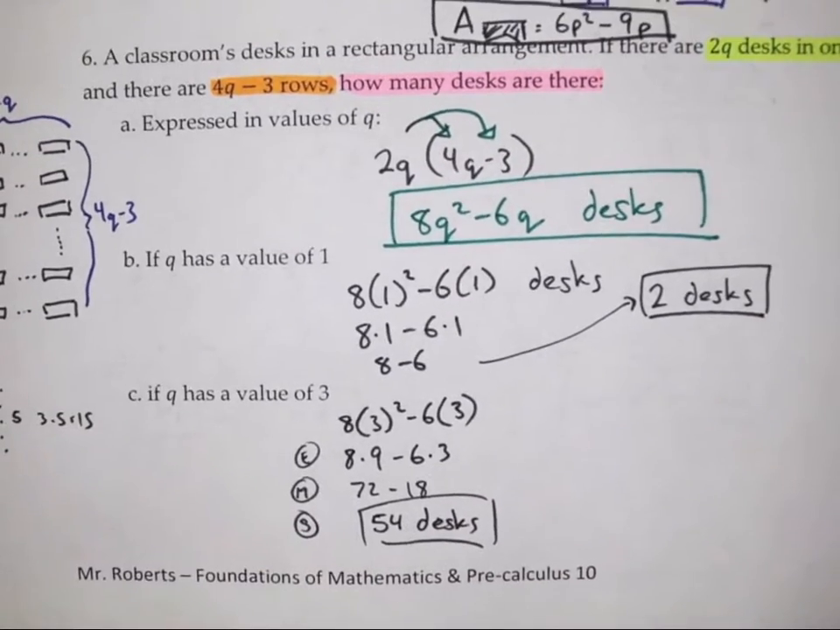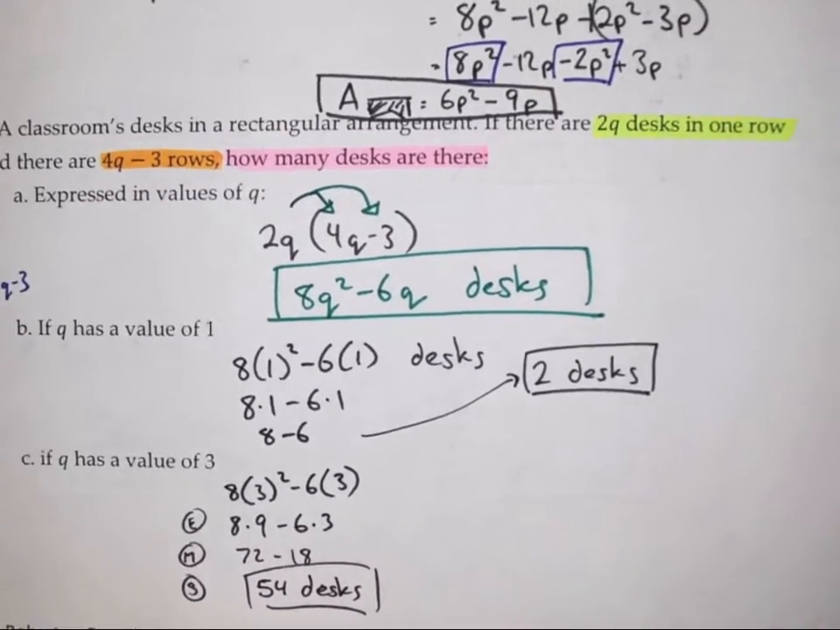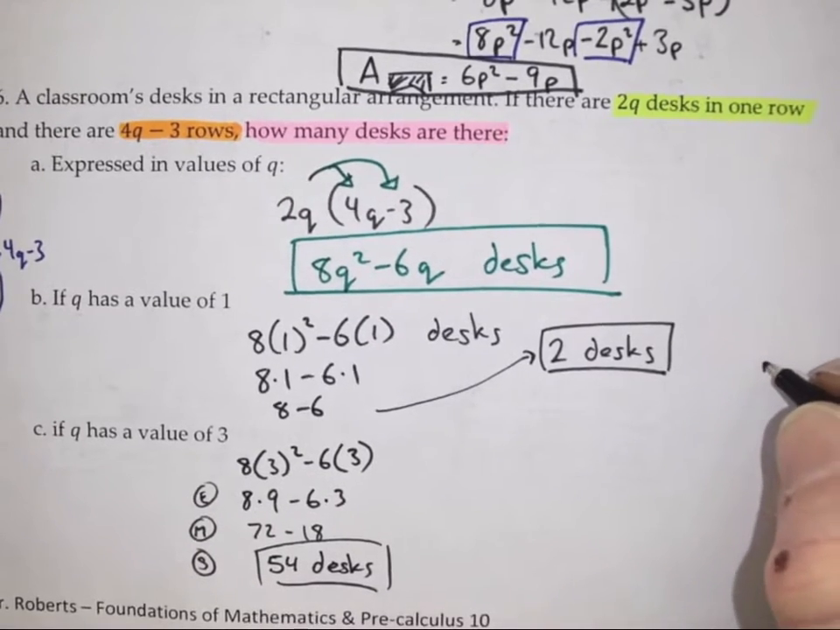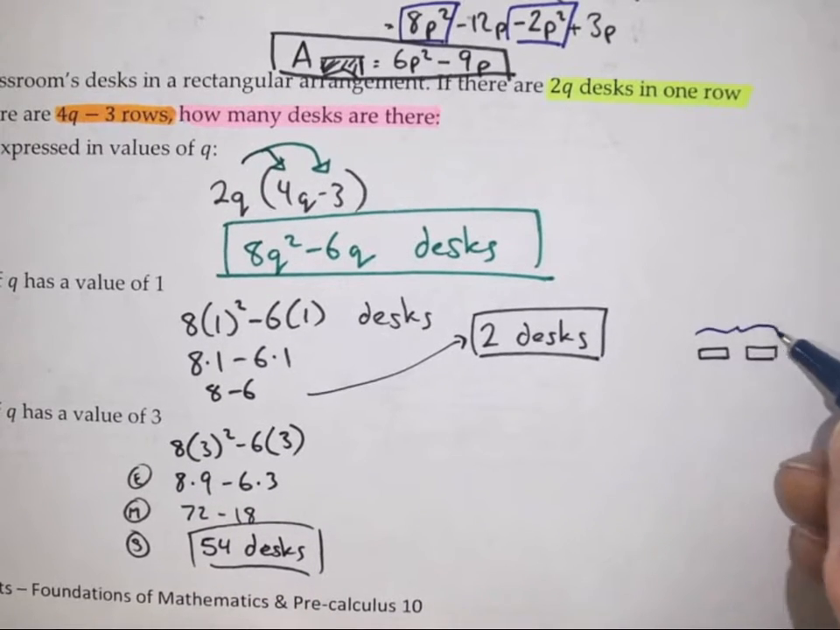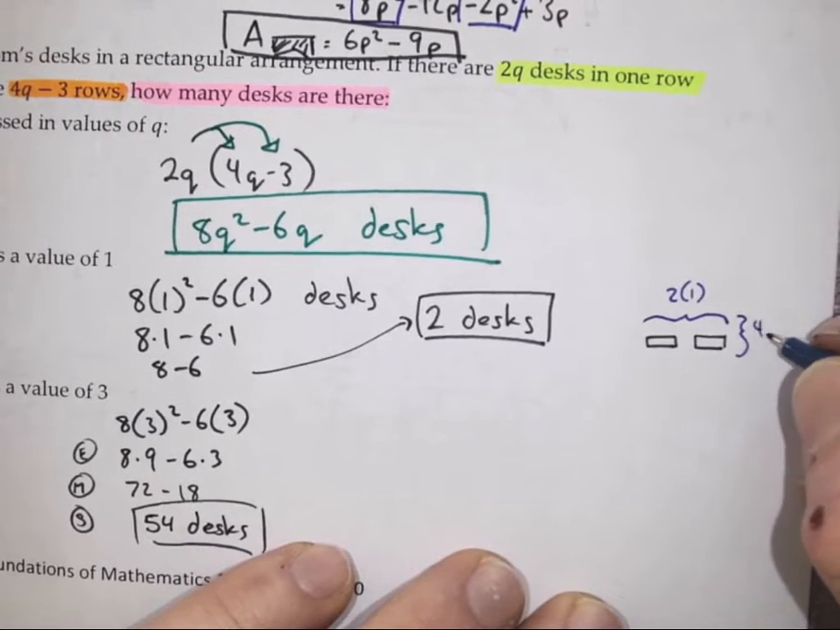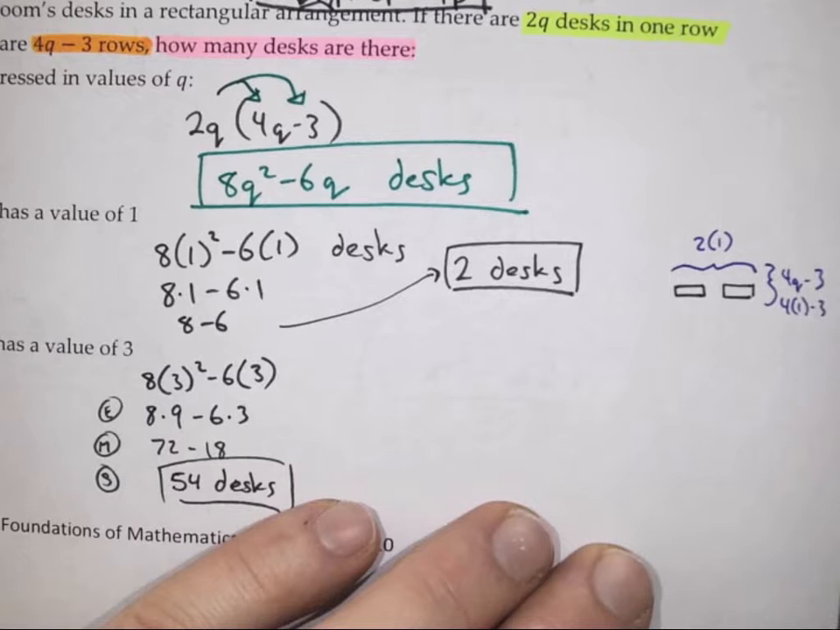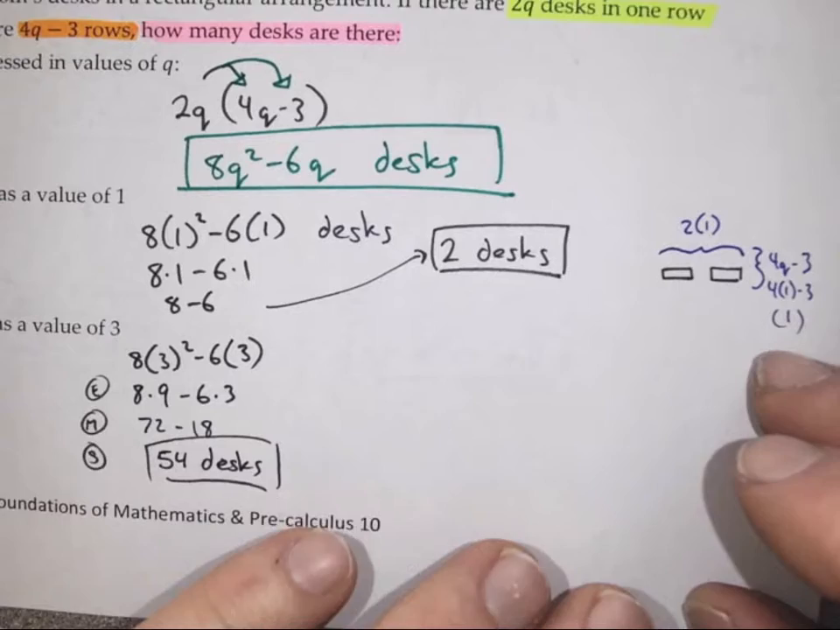Okay. So what are we to learn here? What does this mean? Well, this means, as I was saying, there's some sort of fixed pattern in this school, apparently, where we have 2 desks in a row. Right? Because here we have 2Q times 1, which is 2 desks in that row. And that whole thing is 4Q minus 3 rows. And that means 4 times 1 minus 3, which is 1. Okay, so fine. That's one way to arrange these desks.